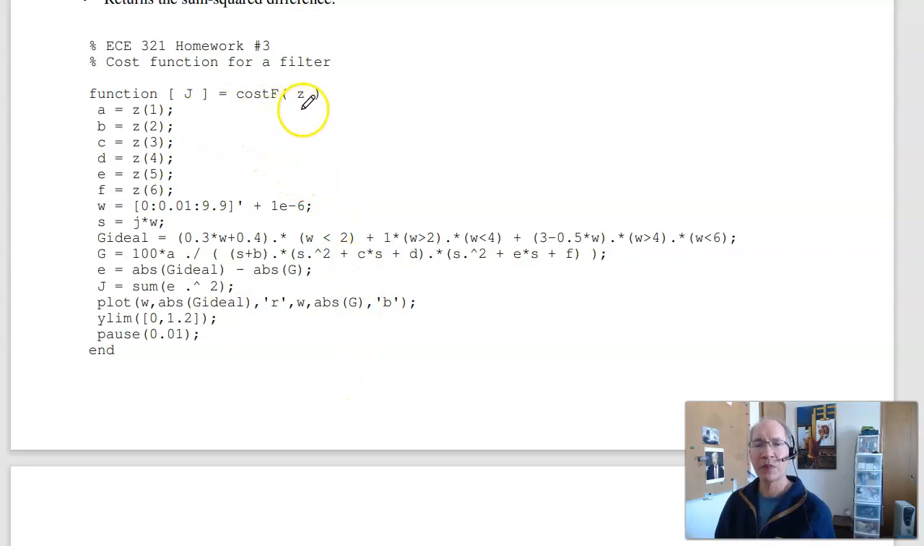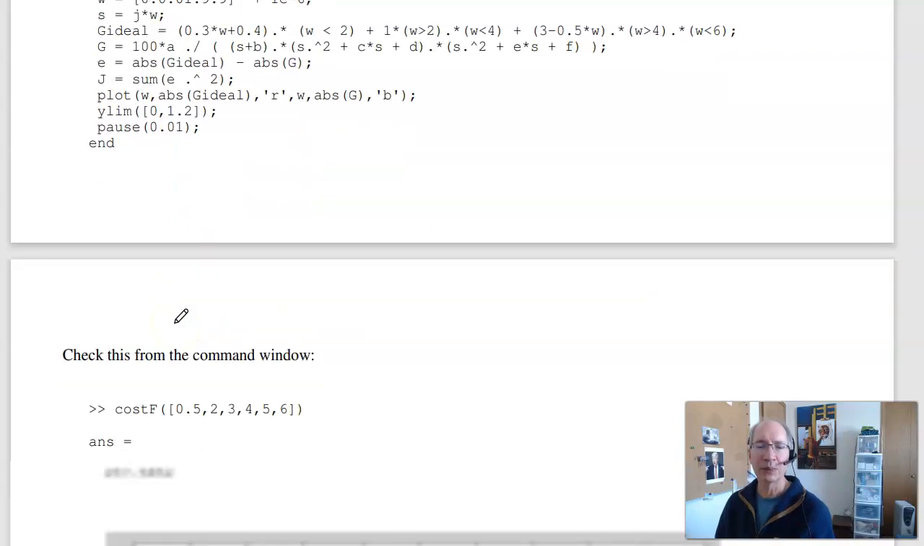So here's my cost function. I'm going to guess z. Parsing it, z means A, B, C, D, E, F. Here's the filter that I want. And one trick, I offset this just a little bit. That way I don't have to worry about greater than equals, because it's never going to be equal. Here's the actual filter. Here's the difference. Have j return the sum squared error, and just for fun, plot the two.